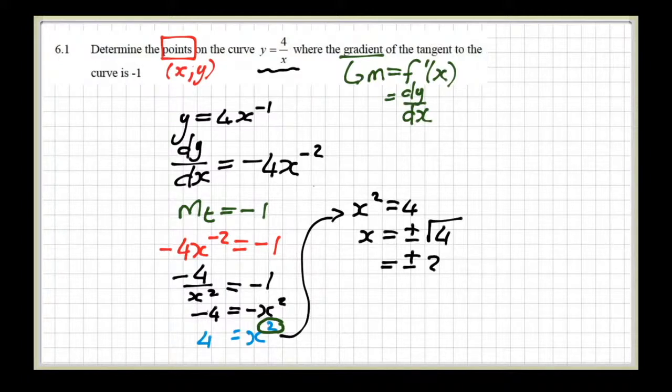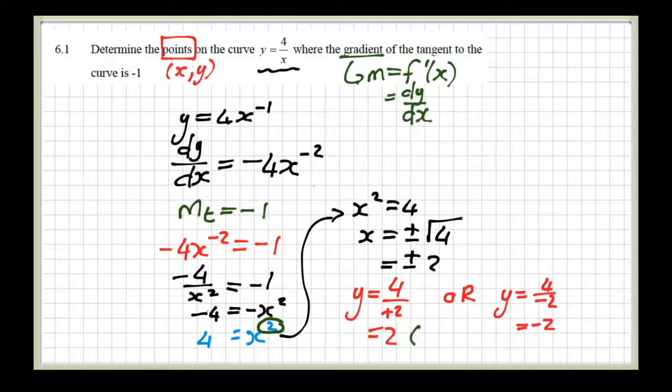Now, I'm not done yet because they're asking me for points, in other words, x and y. So let's substitute these x values in. y equals 4 over 2, which gives me 2, or y equals 4 over -2, which is -2. So just to finish off my sum, I've got (2; 2) and (-2; -2).